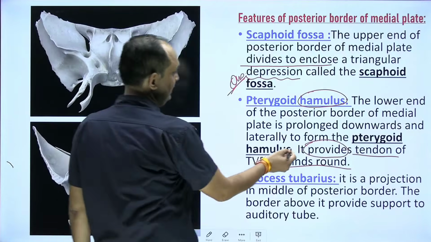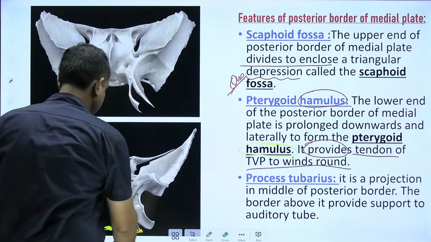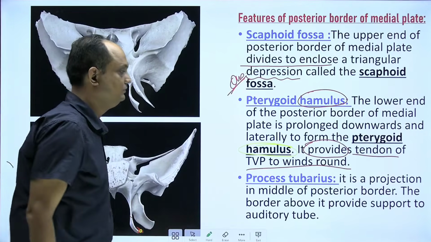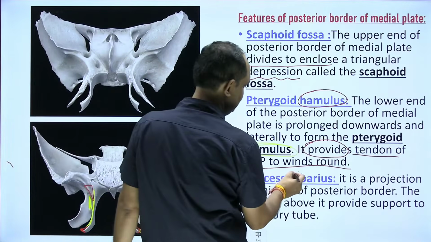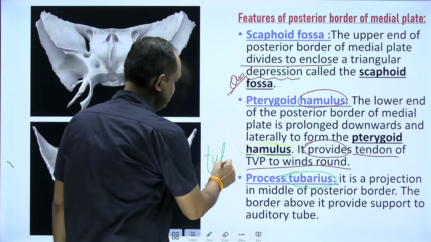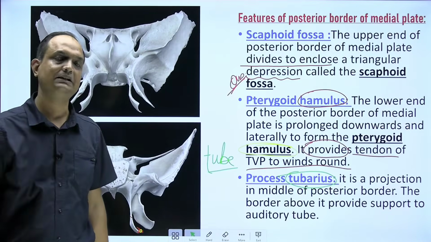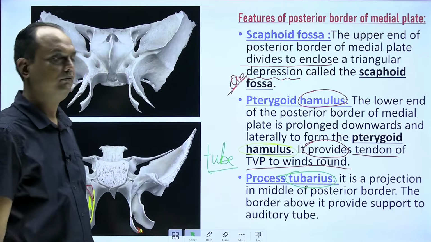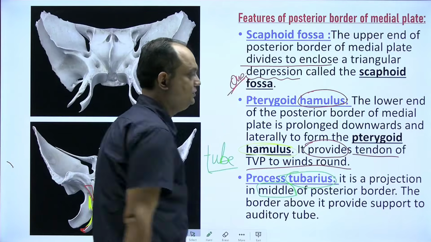Answer is with the help of this pterygoid hamulus. Now apart from that, on the posterior border one more important feature is known as processus tubarius. The word tubarius comes from the tube, and which tube? Answer is auditory tube. So the area above the processus tubarius provides support to the auditory tube, the medial end of the auditory tube. So this projection is present in the middle of the posterior border.